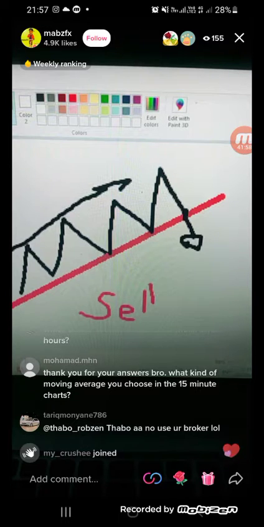Have you seen what NAS 100 does, guys, when it starts going crazy? It doesn't care whether it's in an uptrend or downtrend. If the momentum is pushing it up, it's going up. If it's going down, it's going down. You just need to be able to read the momentum.